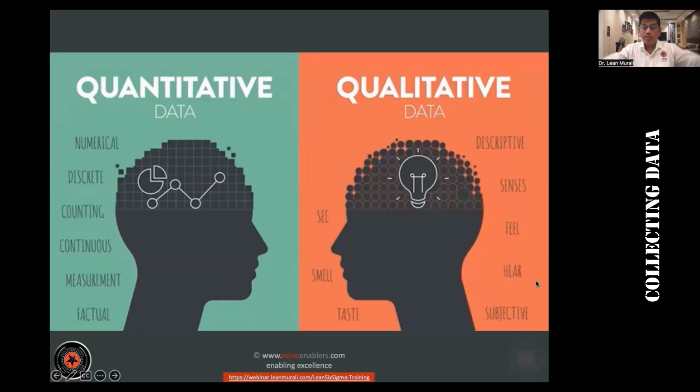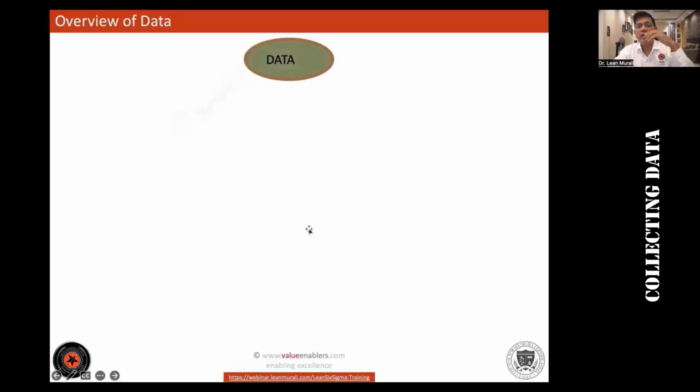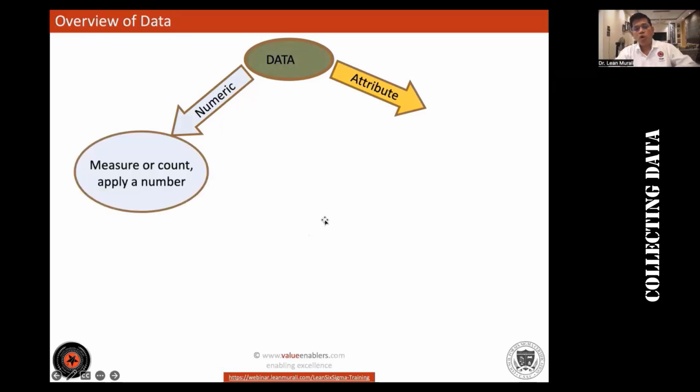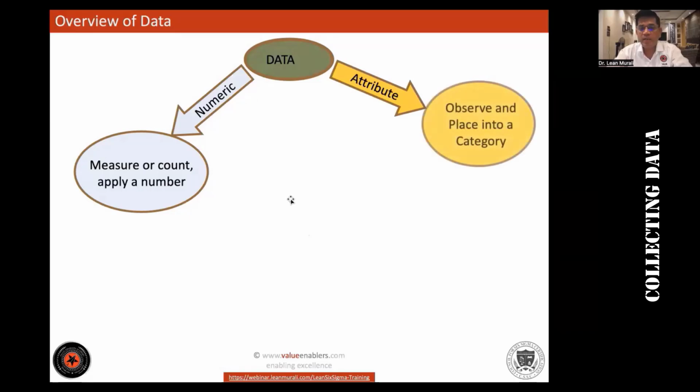These are the two types of data, because under data types we are going to go into the depth of qualitative data and quantitative data, which is very, very useful for further analysis. Very, very important. Now, overview of data. Data has numeric and attribute types. So what is numeric data? Anything in the form of numbers you can measure or count. You can apply a number to it. That is numeric data.